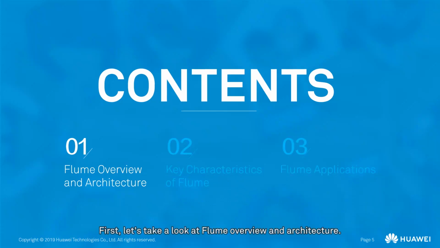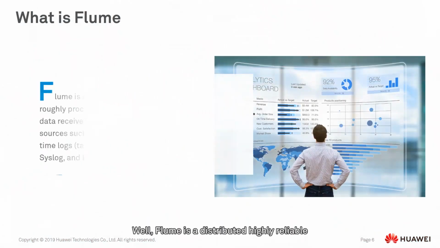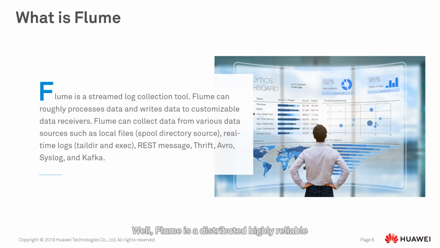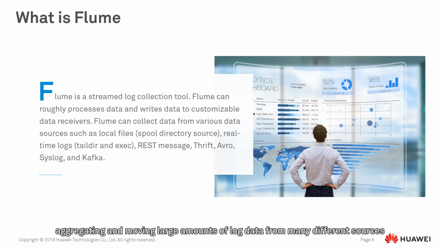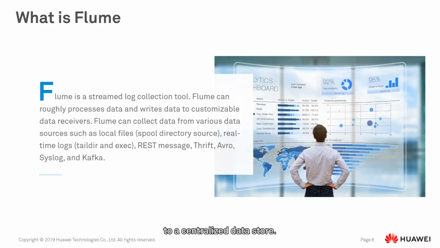First, let's take a look at the Flume overview and architecture. Flume is a distributed, highly reliable, and highly available massive log aggregation system. Flume supports customized data transmitters for collecting data. Flume also roughly processes data and writes data to customizable data receivers. Flume is applicable to scenarios of efficiently collecting, aggregating, and moving large amounts of log data from many different sources to a centralized data store.